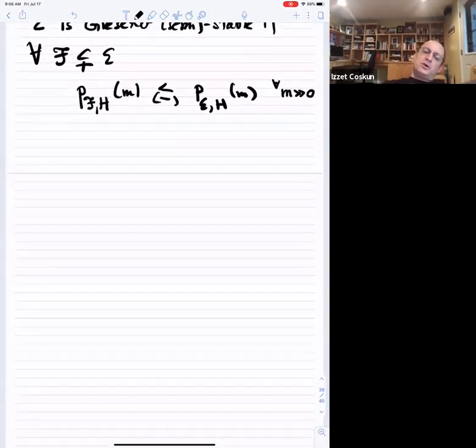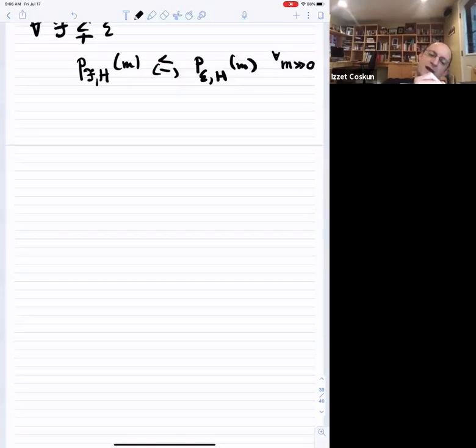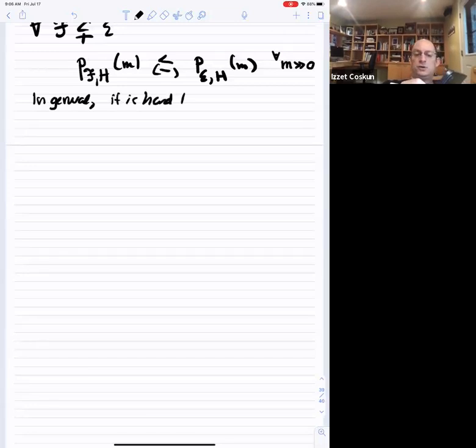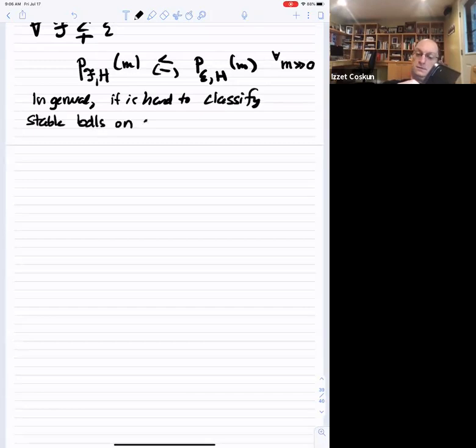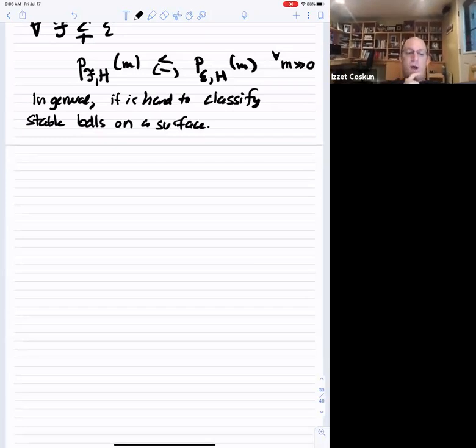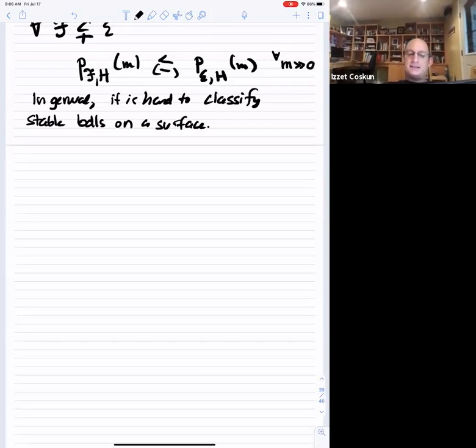All right, so in general, if X is a random surface, it is hard to classify stable bundles on a surface. I mean, when do they exist? For which Chern characters do you have them and things like this? This is a hard problem. There are exceptions to this.